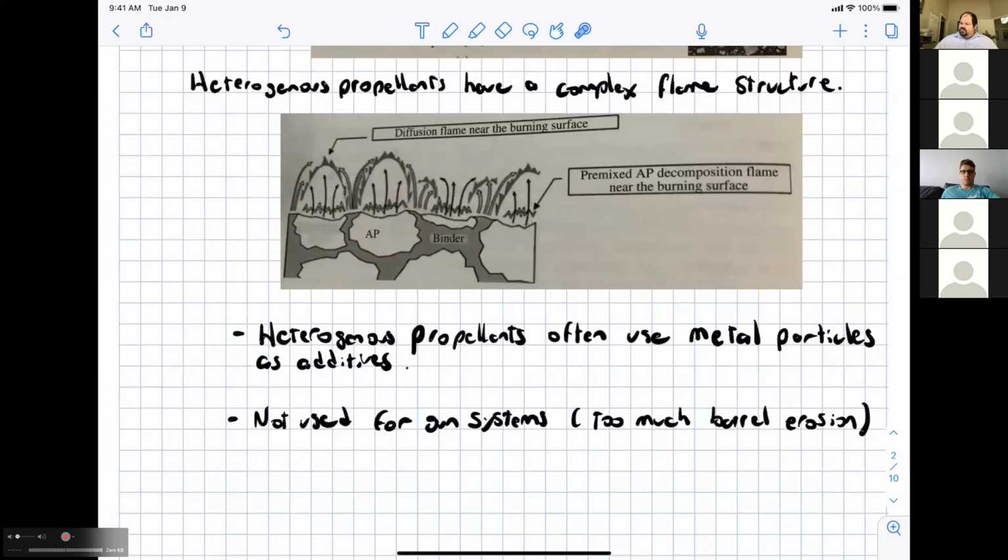They use nice homogeneous propellants, so you don't have any solid particles that can be blown down the barrel of your gun system and erode the barrel. I mean, there's enough erosion from the round itself. You don't need to add more from grit due to the burning propellant. Okay, and I do have some movies of burning composite propellants. I have a couple of them.